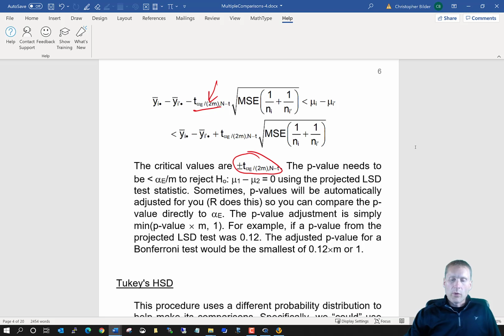Here's when we were doing a hypothesis test. Here's what would happen to our critical value. Now we take that alpha sub E divided by M, and we put it where we saw alpha sub I before. So now the critical value is alpha sub E divided by 2 times M. In terms of the p-values, some people think it's a little bit more complicated, but in the end it really isn't.